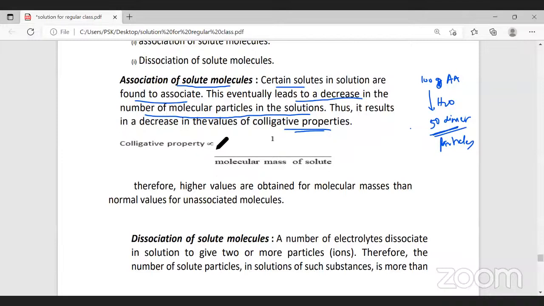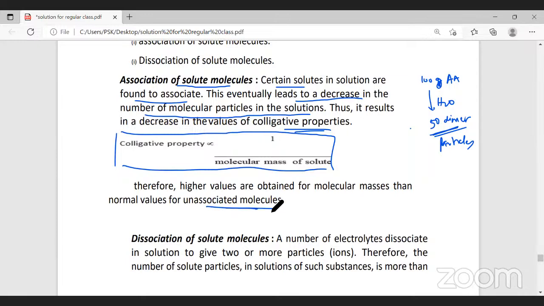So colligative property is inversely proportional to the molecular mass of the solute. Therefore, higher values are obtained for molecular mass than the normal values for unassociated molecules. But here it's associated. I'll give you the formula later in this class and we'll work out some problems.